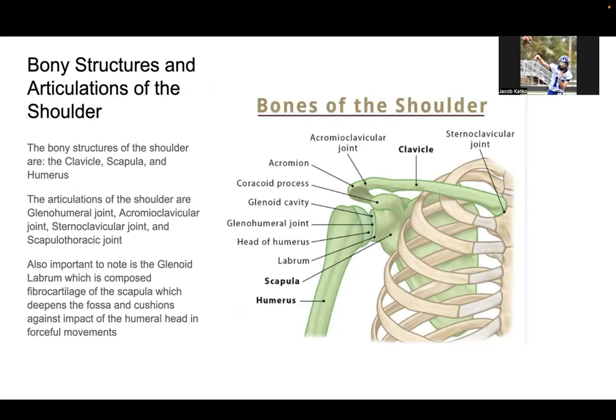Now, pictured to the right is an example of bones of the shoulder. See the clavicle on the top, the sternoclavicular joint right underneath, glenoid cavity, and the glenohumeral joints, which are part of the shoulder rotation. The labrum, which is very necessary for good shoulder flexibility. The scapula, the humerus, which are all pretty essential to the way our arms and shoulders function.